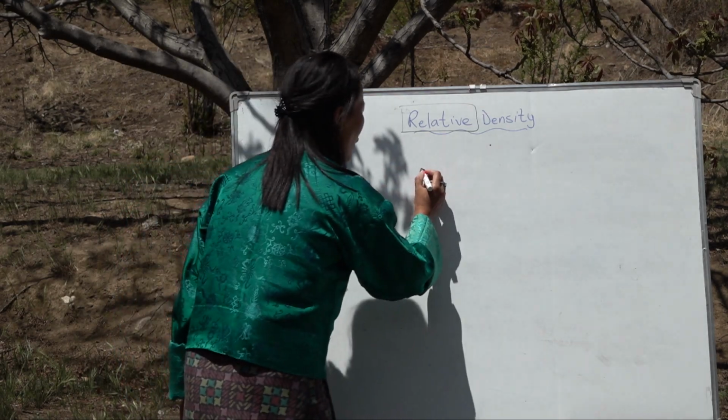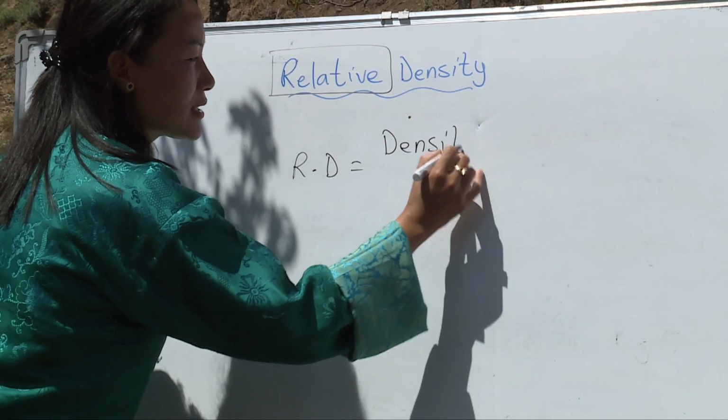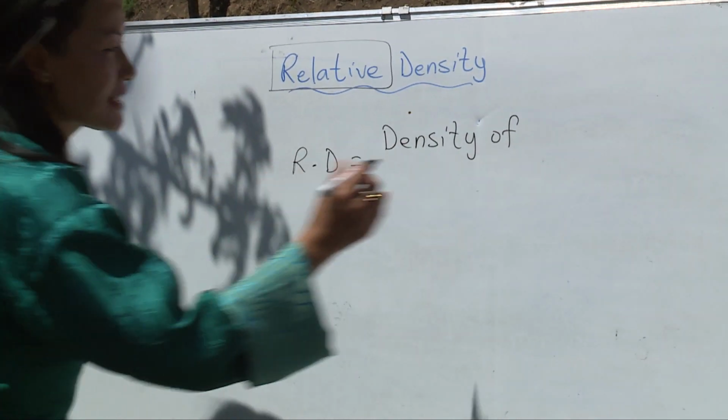And the formula of relative density is, first we must know the density of a substance.